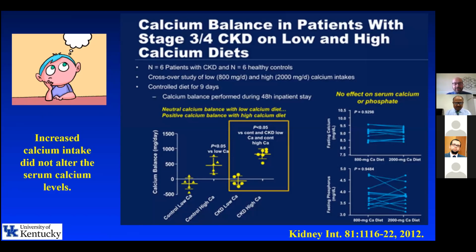Anyway, what happened to these patients? We have two groups of patients, control and CKD patients, and they put both of them on either low or high calcium intake. Let's focus on the healthy people, the controls. If you put them on low calcium intake, the calcium balance goes down. If you put them on a higher calcium intake, they are positive, with a positive calcium balance of maybe 400 milligrams a day. This was studied just for 9 days. It might be unethical to do this for a long time, because you'd be having more and more calcium balance on the higher calcium intake here or low calcium balance here.